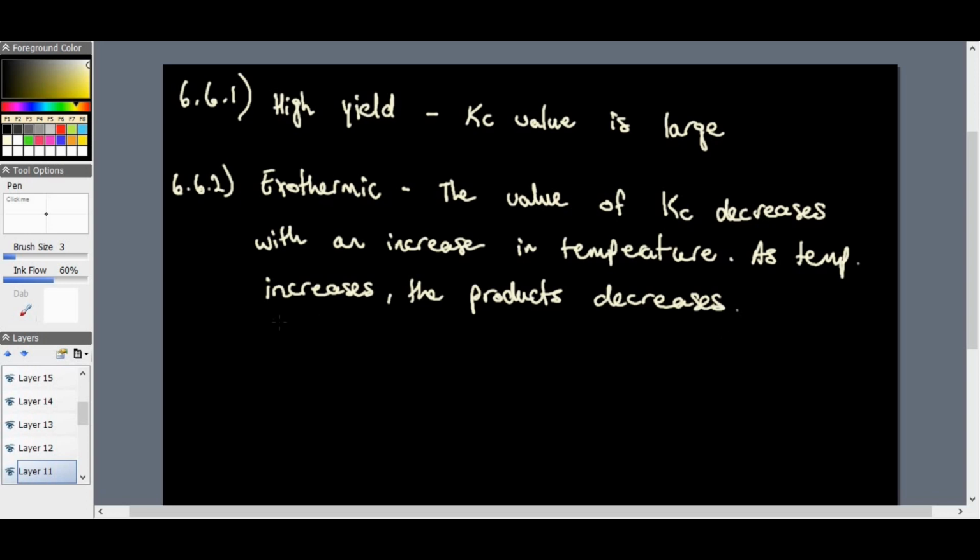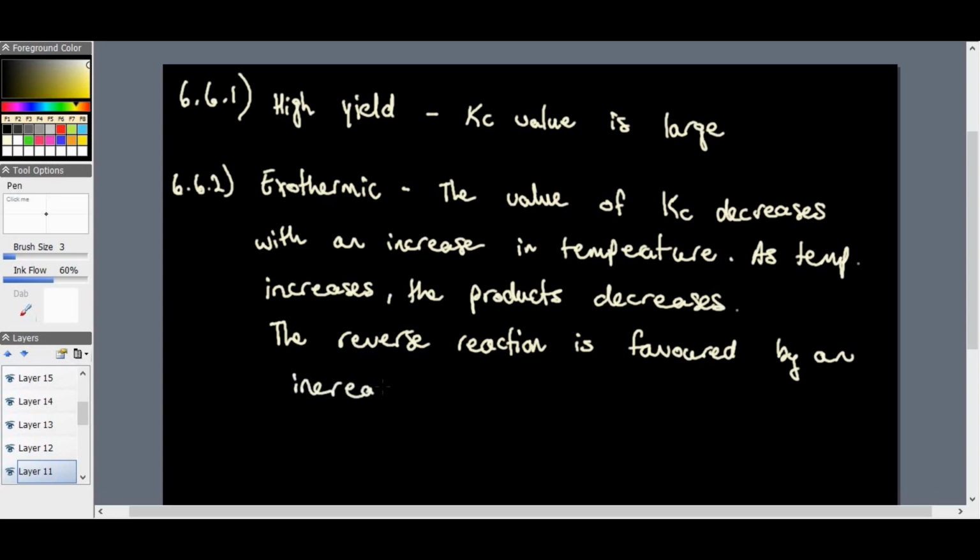In other words, Le Chatelier's principle says that the reverse reaction is favored by an increase in temperature and not the forward. Okay, the reverse reaction is now favored by increase in temperature.